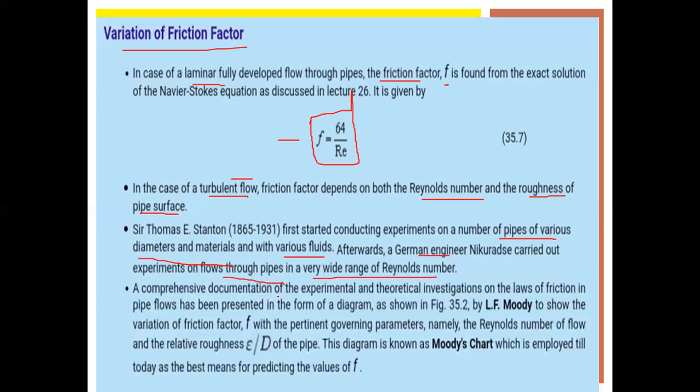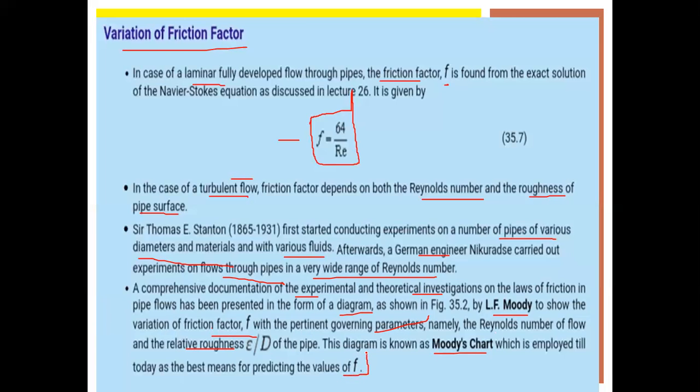Finally, a comprehensive documentation of the experimental and theoretical investigations on the laws of friction in pipe flow has been presented in the form of a diagram. This is the diagram shown in the figure, given by L. F. Moody, to show the variation of friction factor f with the pertinent governing parameters, namely the Reynolds number of flow and the relative roughness of the pipe. This diagram is known as Moody's chart, which is employed till today as the best means of predicting the values of friction factor.